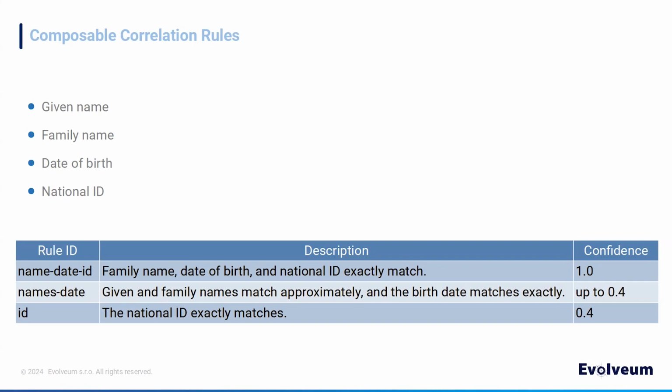This rule is mainly to cover cases where the national ID is missing or wrong. And to make the rule more robust, we allow approximate match for the names. Let's say we will consider such a match with up to 40% certainty, depending on the closeness of the names.